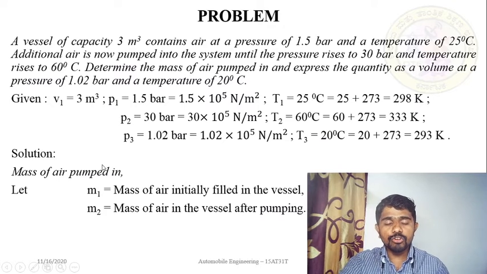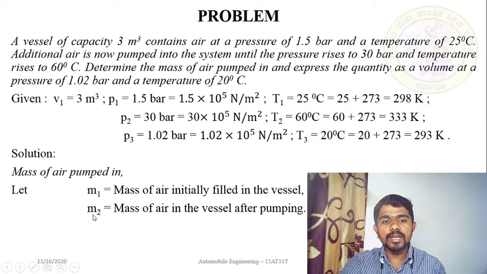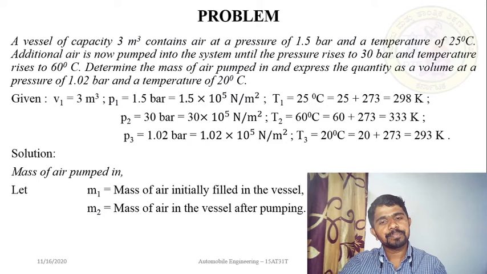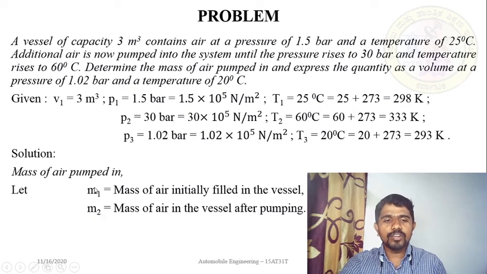So now what we should calculate is the mass of the air pumped. We don't know the value. We don't want the value of initial or final. We want only the value of the actual air pumped in. So the actual air pumped in is the difference between M2 and M1. Is it right? Because M1 is the initial mass, M2 is the final mass. In between, the difference between M2 and M1 is the amount of air pumped in. That's all. So now to calculate M, we have to calculate M1 as well as M2.